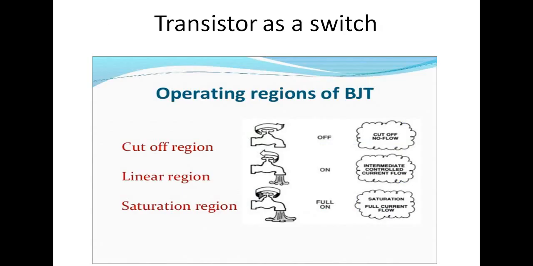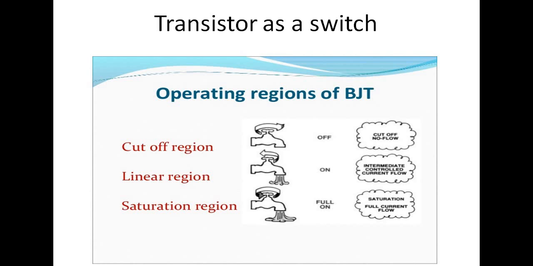The backbone of all this discussion is that in all these circuits we are going to have a transistor as a building block. Without a transistor we cannot build these multivibrators. That's why we are going to talk about the transistor. A transistor can be operated in three modes. First one is the cutoff region, second one is the linear region, third one is the saturation region.